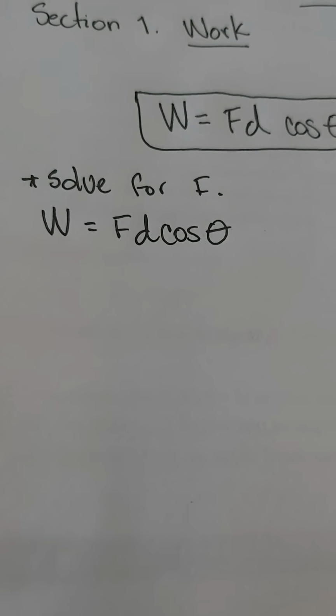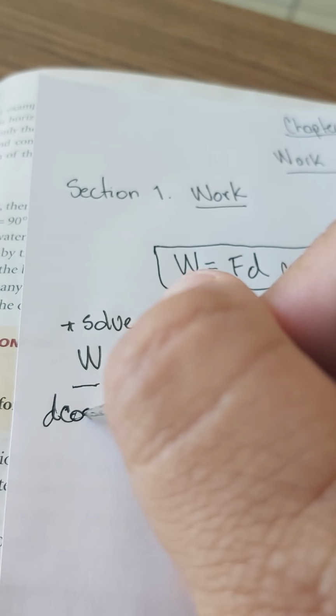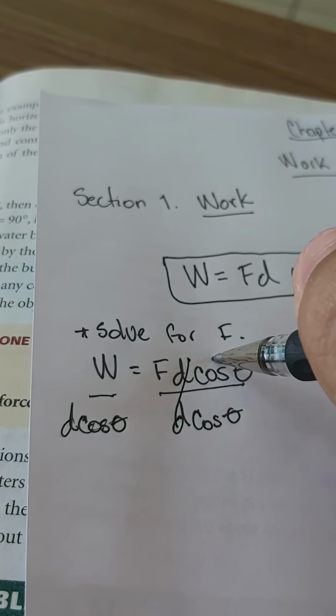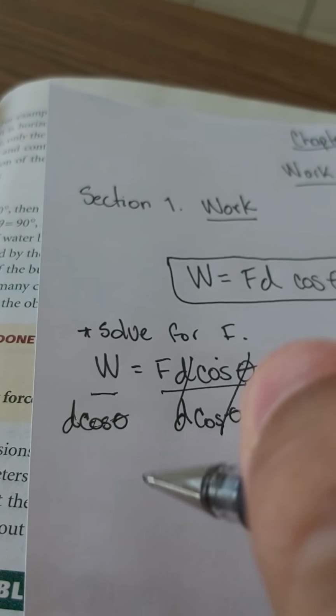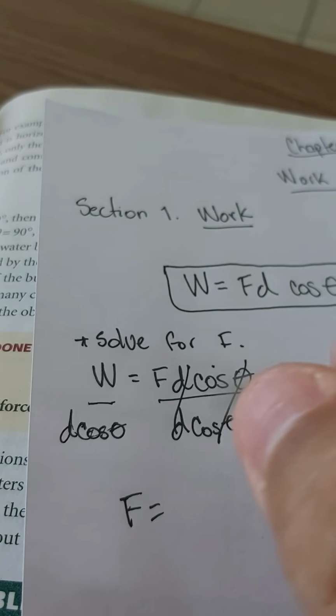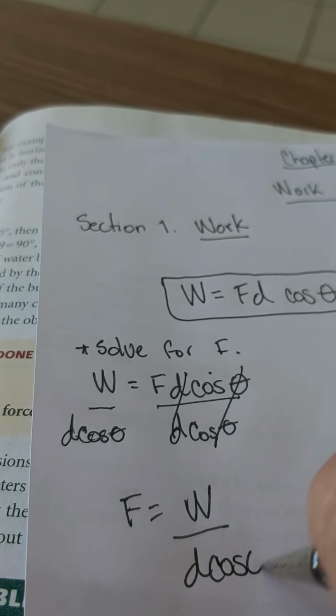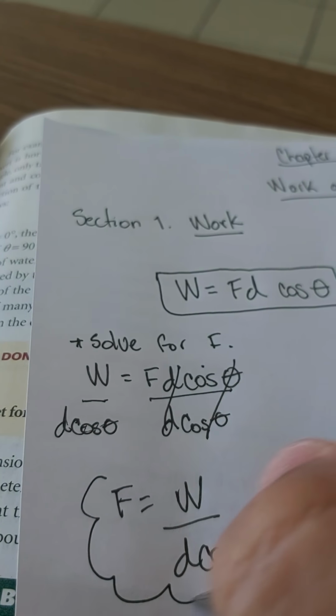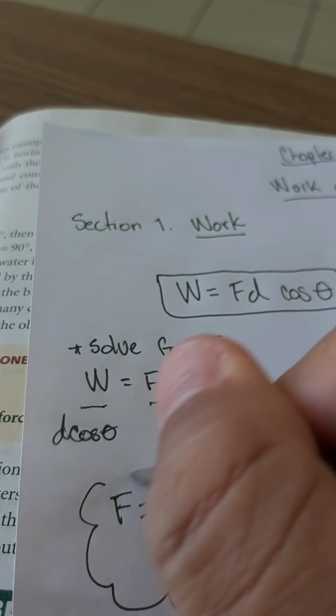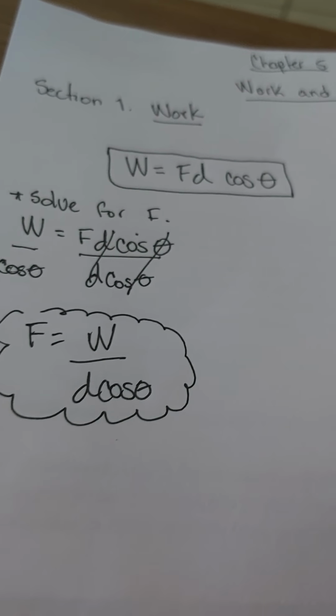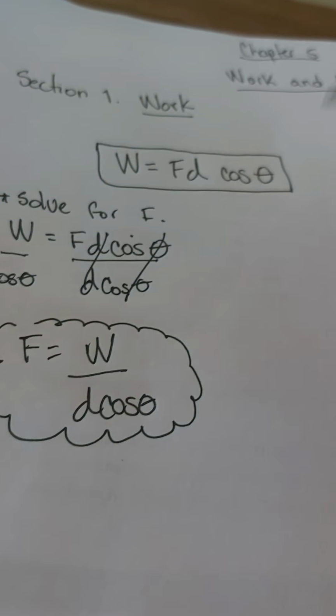In this case, let's solve for F, for force. We divide on both sides by d cosine of theta, displacement cosine of theta. So we get that force equals work over d cosine of theta. So that's how we solve for F.